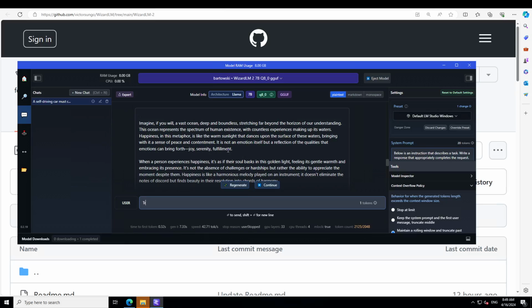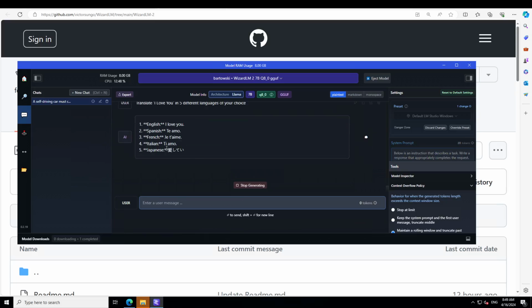I'll just say, translate "I love you" in 5 different languages of your choice. Let's see what it does. English, Spanish, French, Italian, Japanese. So you can see that all of them are correct and totally correct. I'm not sure about Japanese, but if you are Japanese speaking, please let us know if it is correct, and also the French one. Anyway, all in all, a really good model.